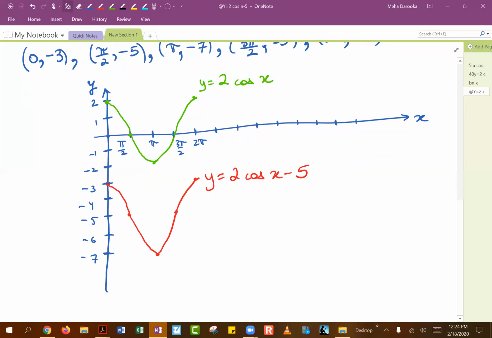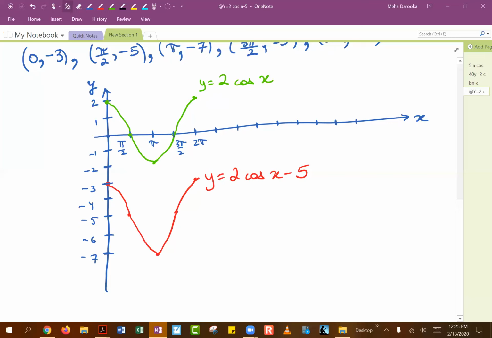So what do you think? Of course, we know the domain is still all real numbers, but for this function, y equals 2 times cosine of x minus 5, what is its range going to be? Okay, just reverse the order of your numbers, right? Because we put the smaller number first. So -7 to -3 is going to be the range of these numbers.